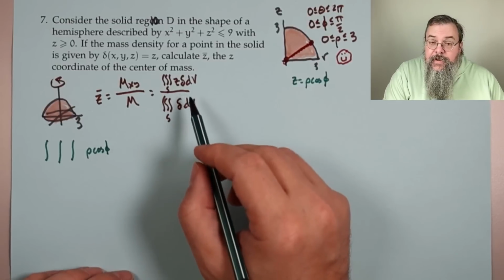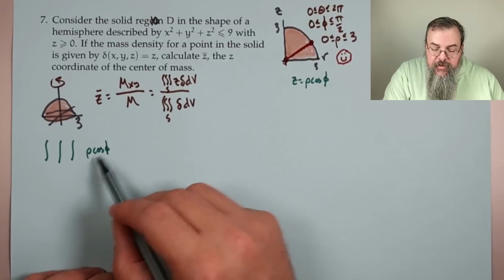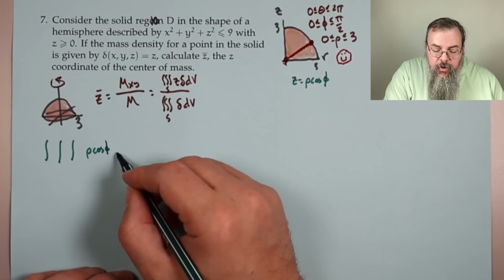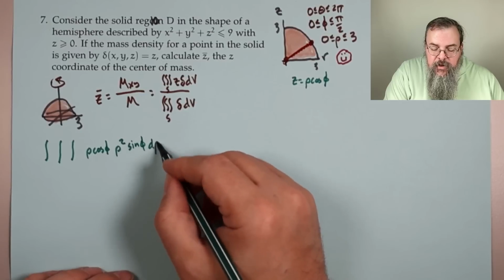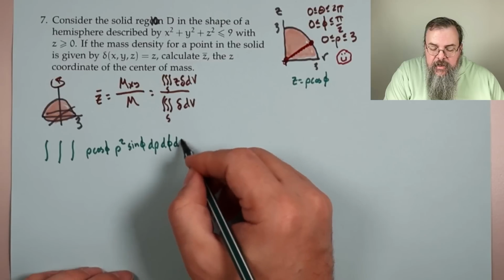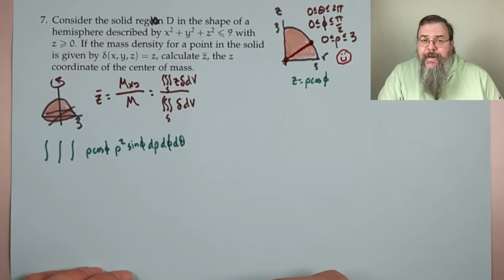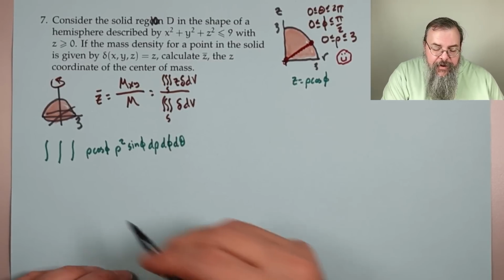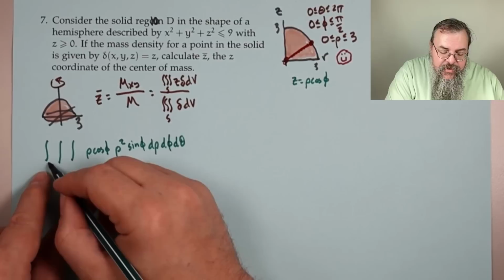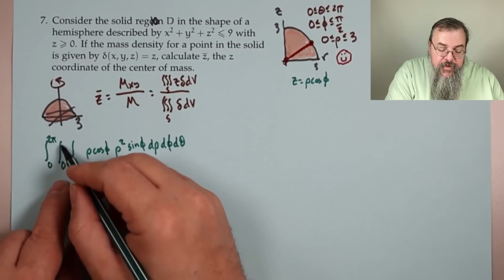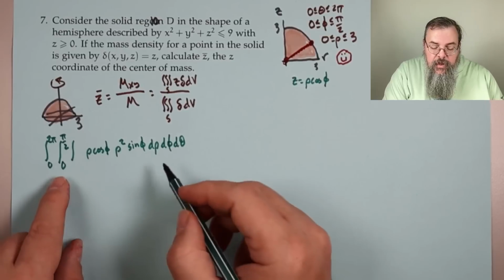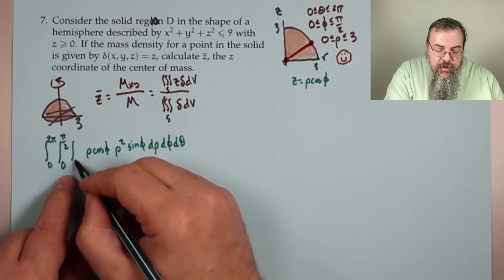Now our dv, that's density. dv is rho sine of phi, d rho, d phi, d theta. After you do this for a while, it just becomes automatic. All right, bounds. Theta, 0 to 2 pi. Phi, 0 to pi over 2. And then rho is 0 to 3.